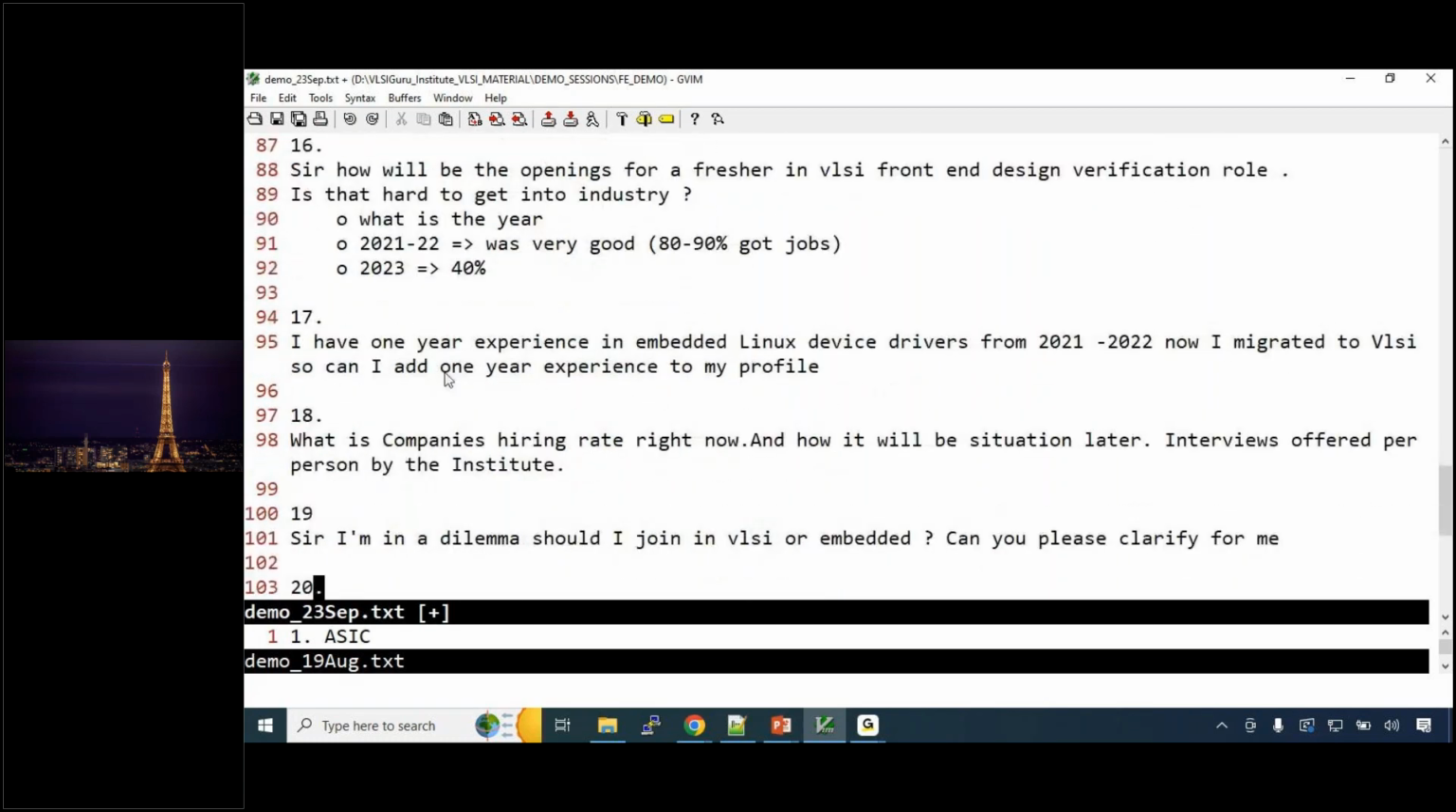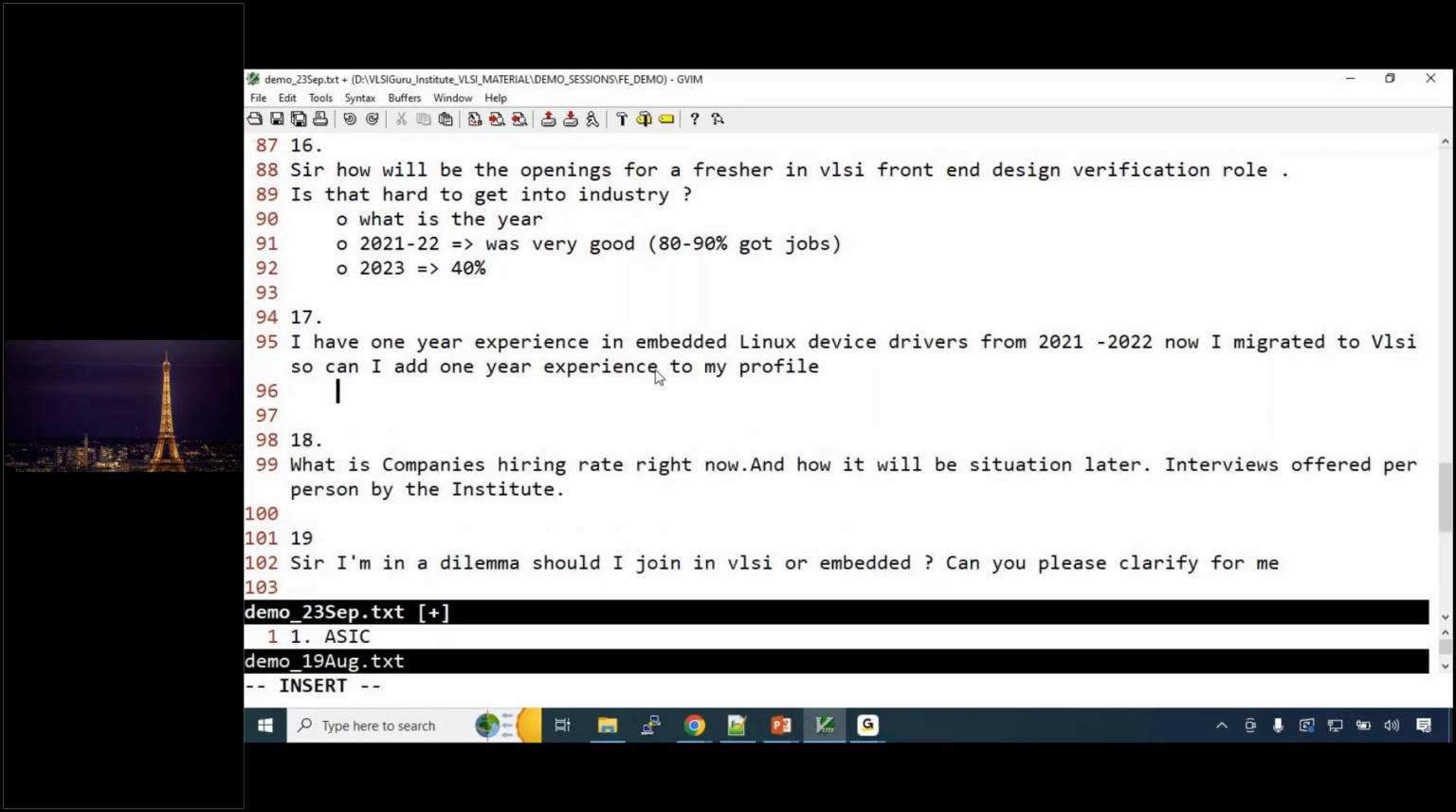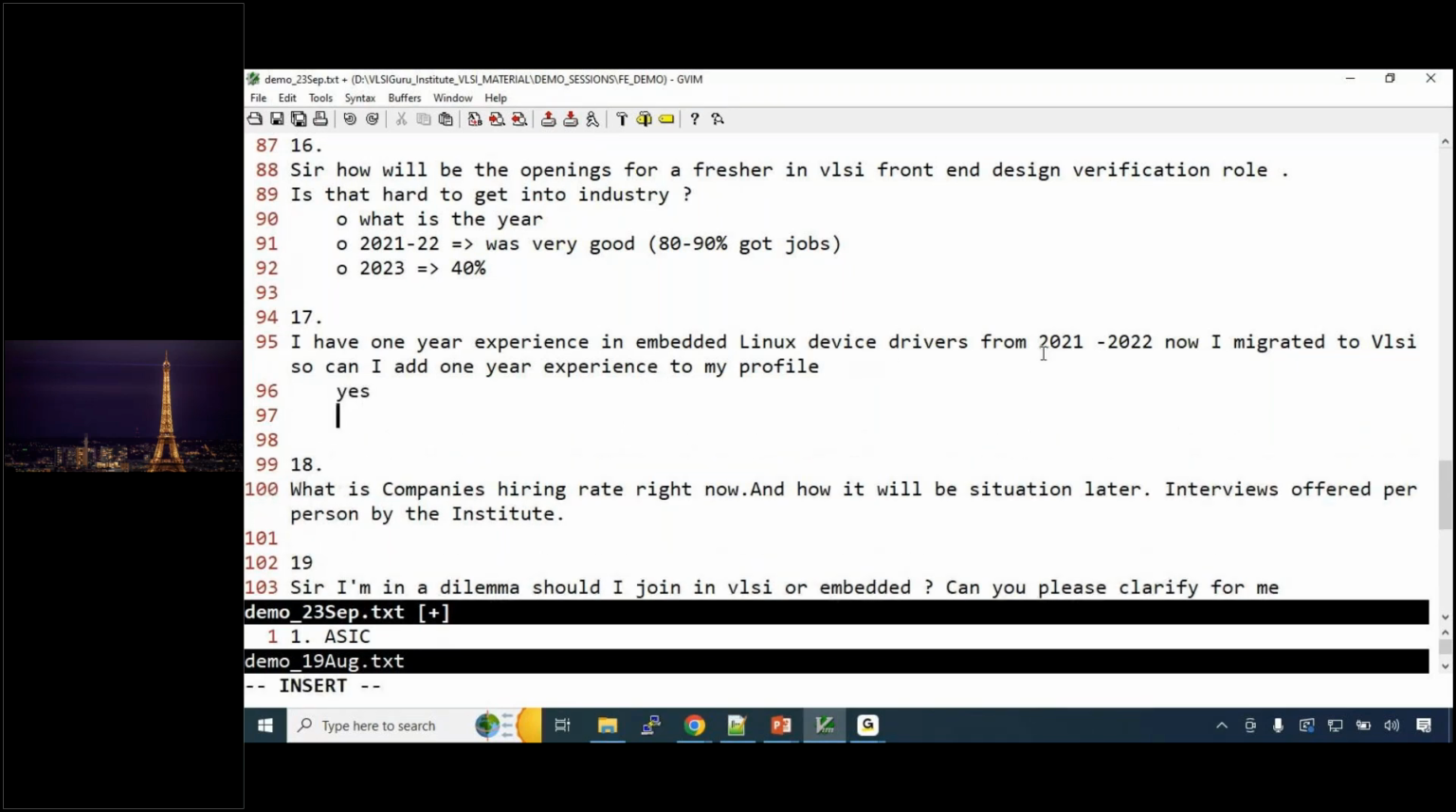I have 1 year experience in embedded Linux device drivers from 2021-22. Now I migrated to VLSI. Can I add 1 year experience to my profile? Yes, it is possible. All you have to do is learn the subject to cover up this gap. Whatever additional topics you learn, you show that in this experience. You say that instead of working on Linux drivers, you worked on a functional verification project, and you can add that to your experience.